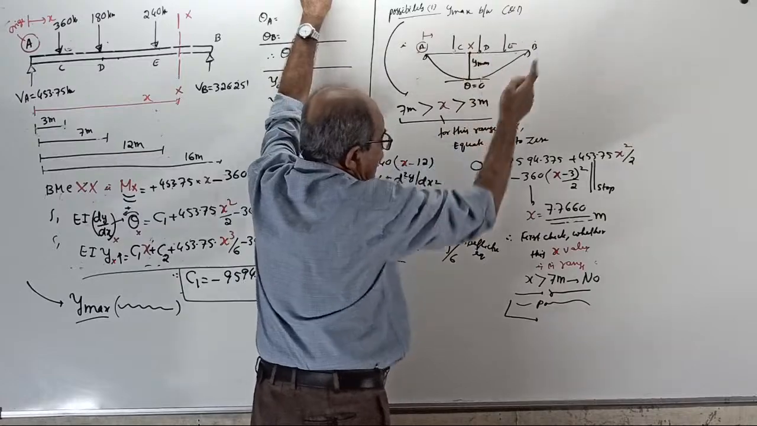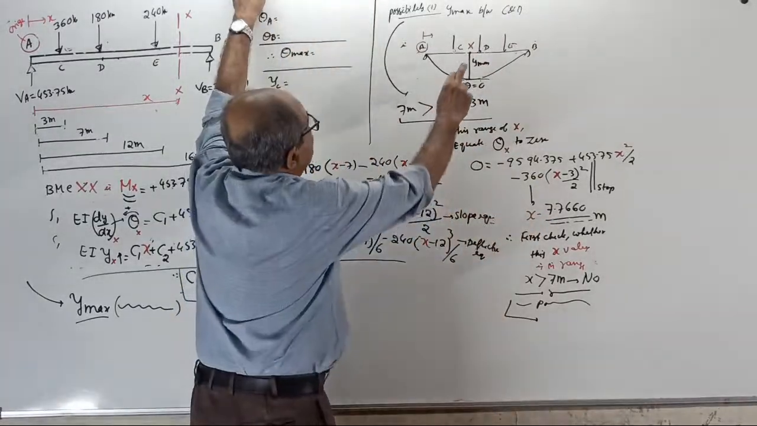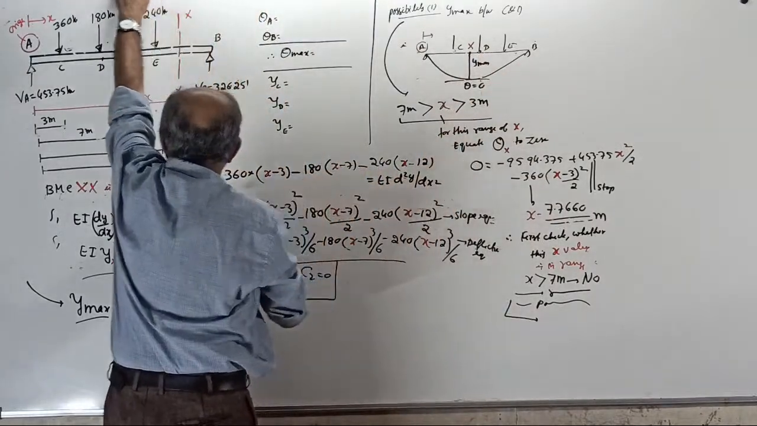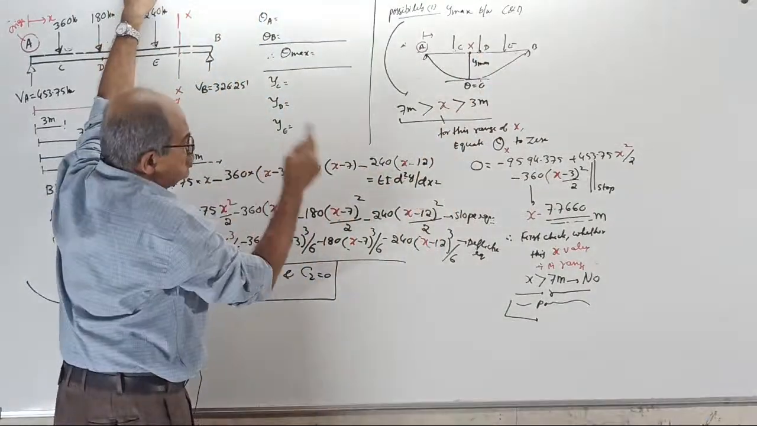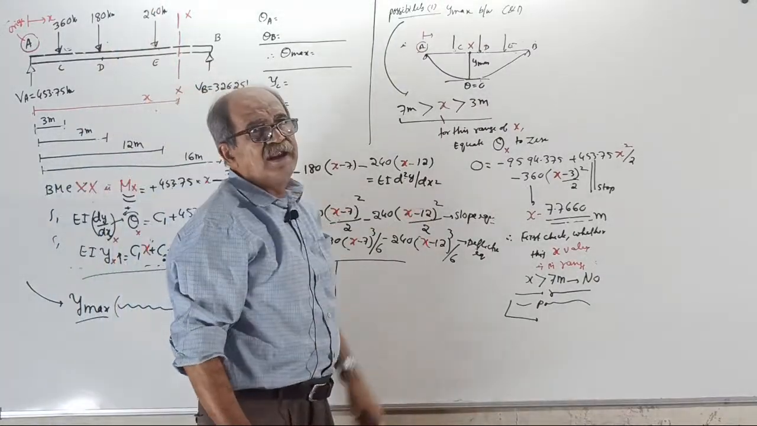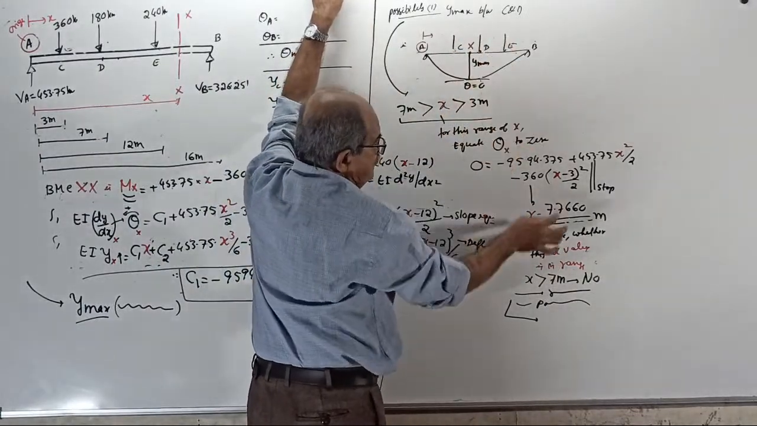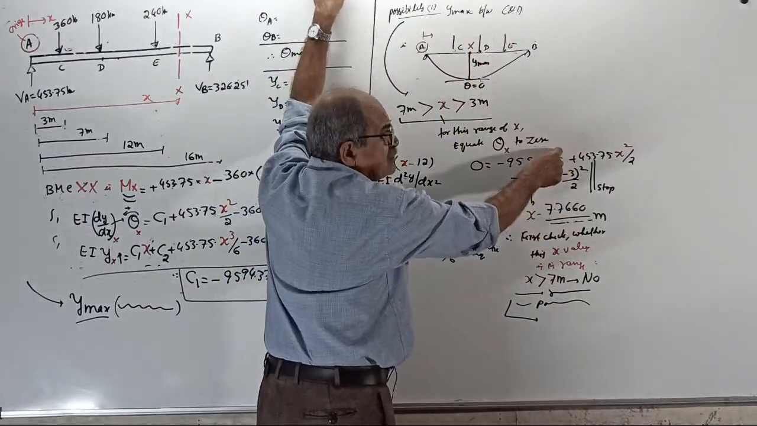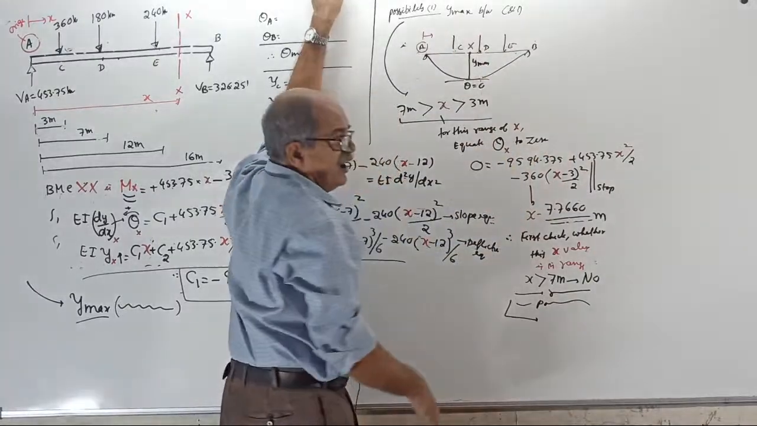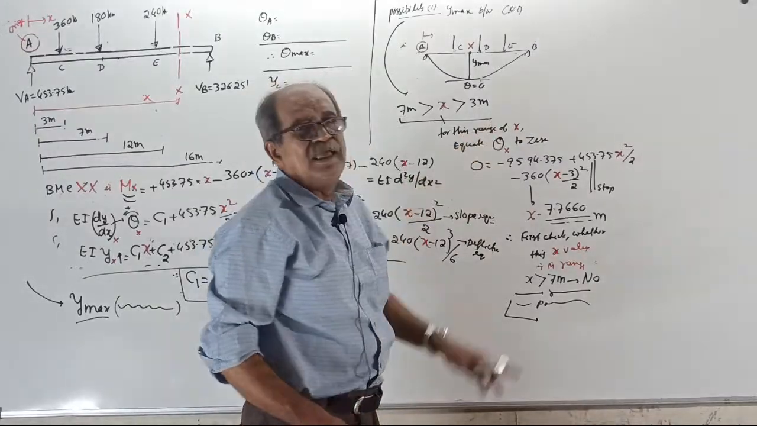If it is after D, this x also is wrong. Tell why. If x is more than 7 meter, then you should have considered this term also. So this only tells you that your possibility 1, between C and D, is wrong. When this is wrong, this equation also is wrong. Everything is wrong. This will show that possibility 1 is wrong.